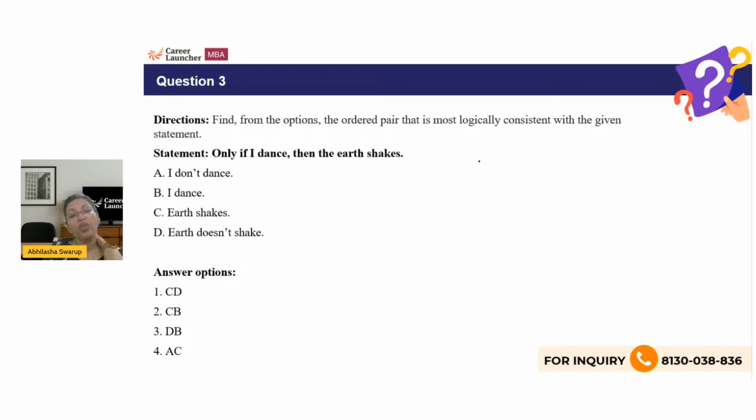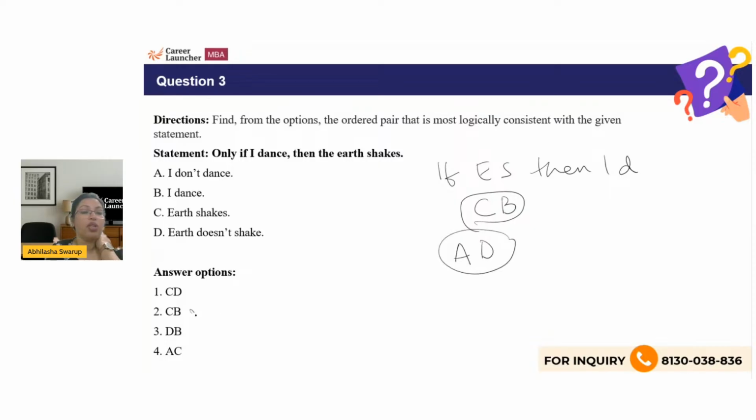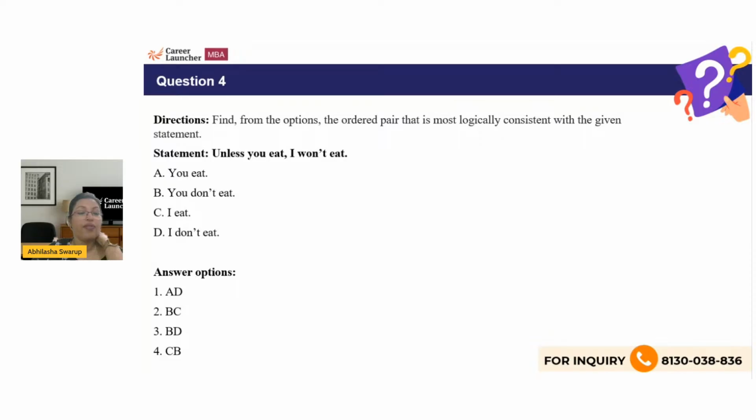Now, only if I know is actually then. So this statement is if earth shakes, then I dance. So earth shakes is C, I dance is B, CB. The other will be I don't dance, the earth doesn't shake, AD, but AD is not given, CB is given. That's your correct answer. All right, unless you eat, I won't eat.